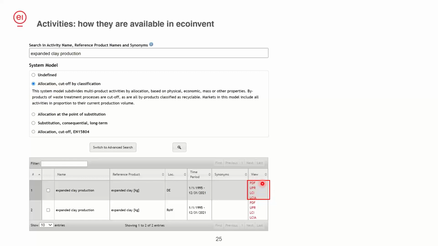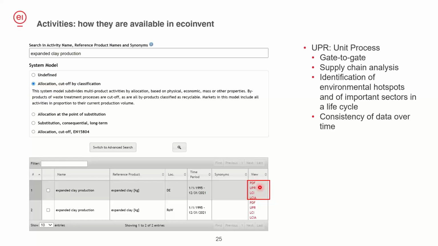There is PDF documentation available. An activity is also available as a unit process. A unit process is gate to gate. This means that on the user side, it allows supply chain analysis and to identify hotspots in a life cycle. And from the ecoinvent side, having the data in a gate-to-gate format allows for consistency of data over time. Because when we update one activity, for example, when we update electricity, then all activities that consume electricity are automatically updated.